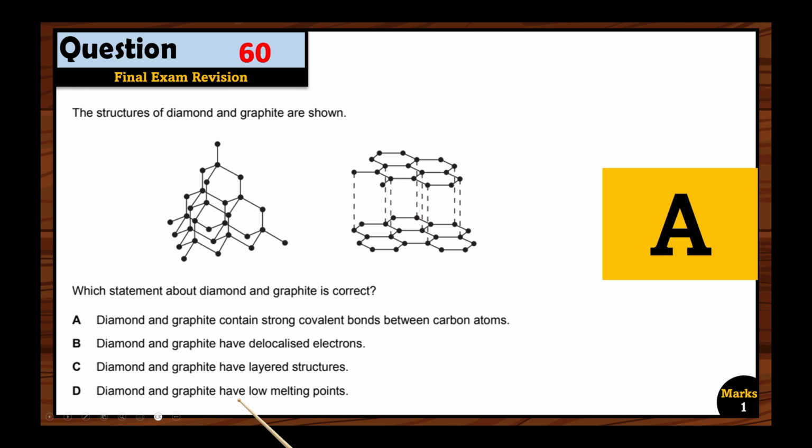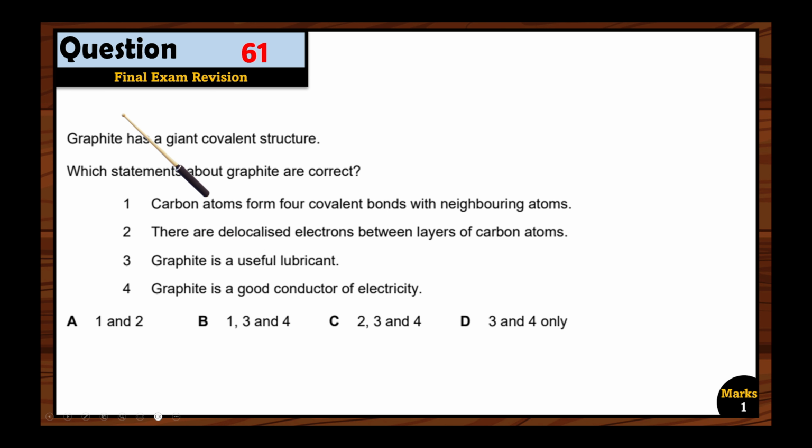Wrong. Only graphite has. Diamond and graphite have low melting point. That's wrong. Both have high melting points. Okay, question 61. Graphite has a giant covalent structure. Which statement about graphite are correct?